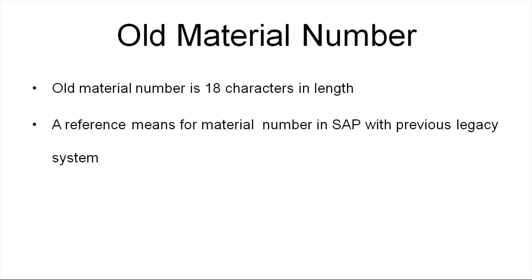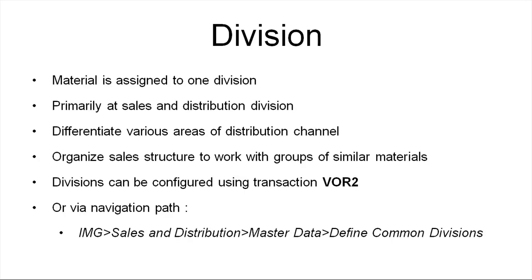Old material number is 18 characters in length. It facilitates a reference for the material number in SAP with the previous legacy system existing in the organization. A material is assigned to one division, primarily in sales and distribution. It can be used for differentiating various areas of the distribution channel and organizing the sales structure to work with groups of similar materials. Divisions can be configured using transaction VOR2. Alternatively, it is navigated in order of IMG, sales and distribution, master data and finally define common divisions.